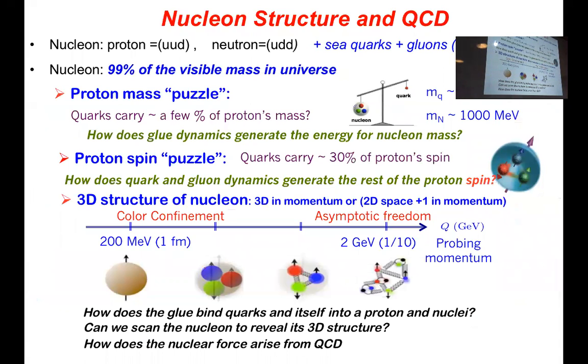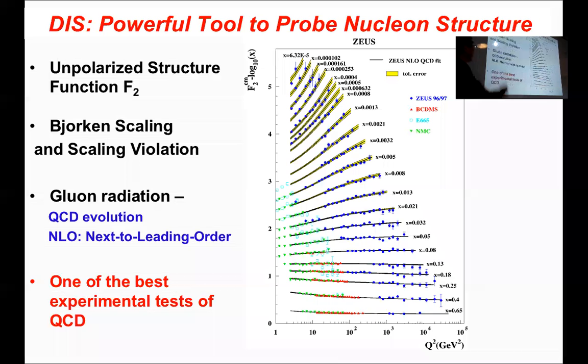We all know, I will go through this quickly because most of you already know, there are a lot of puzzles. Proton mass: gluons should play a major role. Quarks are only less than 10 MeV, while the nucleon is 1 GeV. Most of this should come from gluon dynamics. And we also all know the proton spin puzzle, which leads us to study 3D structures, TMDs, GPDs.